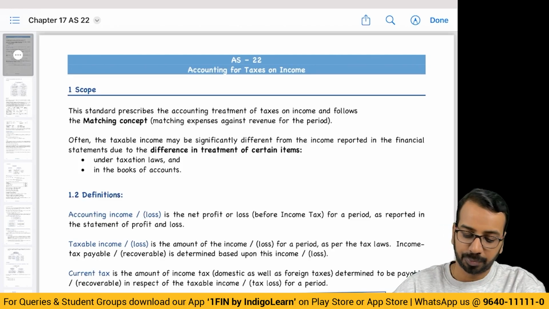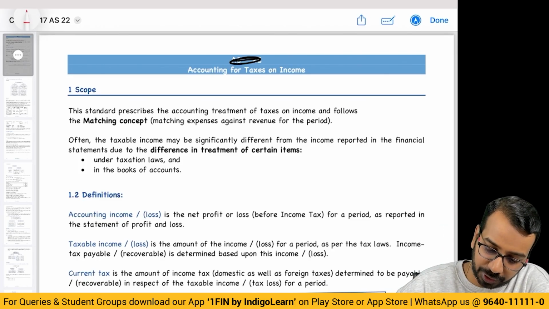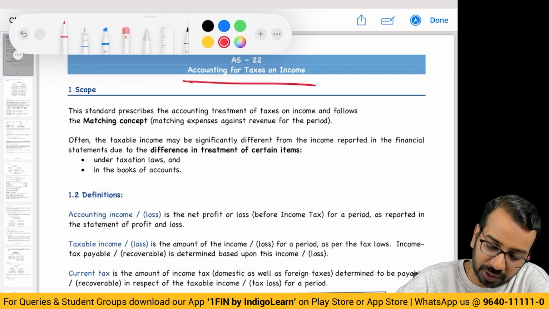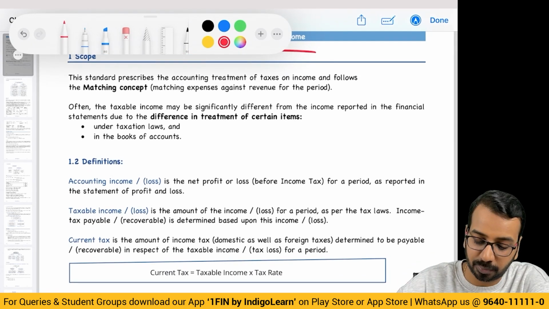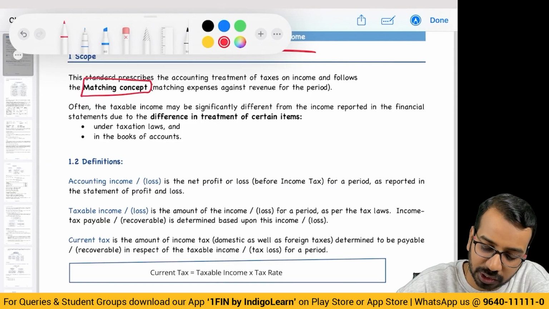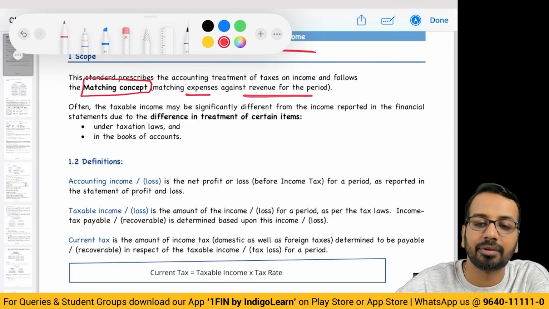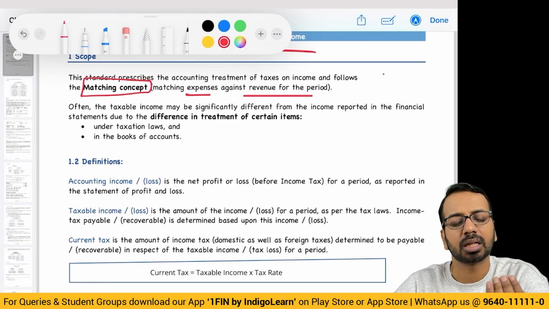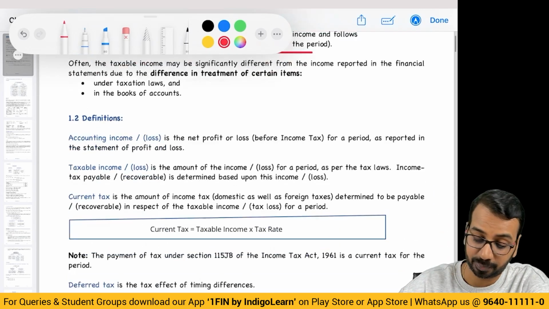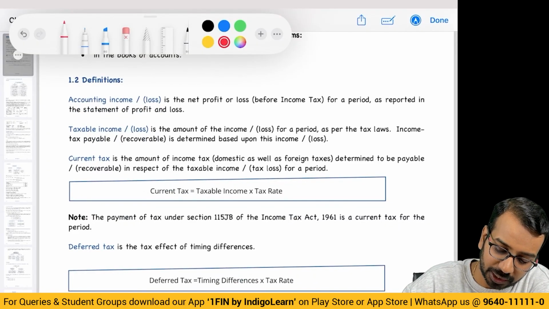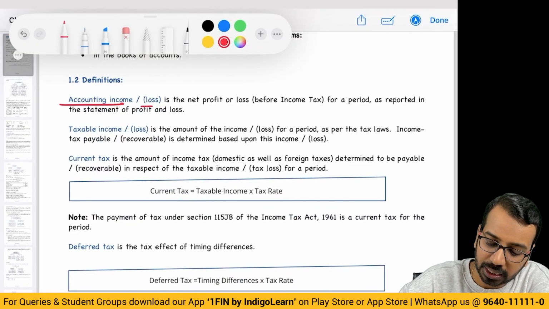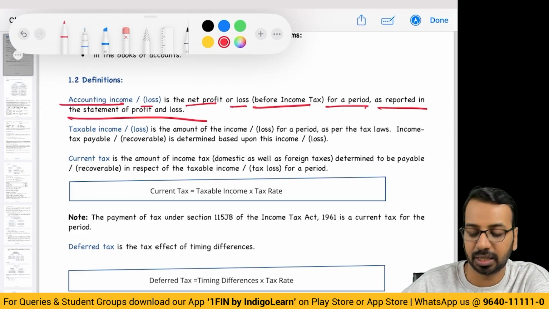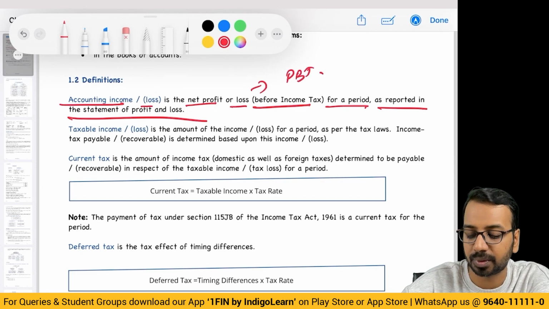Okay, great, perfect. Now, Accounting Standard 22, Accounting for Taxes on Income, deals with the taxation impact and focuses on the matching concept, basically matching expense against the revenue for the period. So whatever expense you have charged, the taxation impact should also reflect that. Then a few important terms I have already discussed. Accounting income or loss is the net profit or loss before taxation for a period as reported in the statement of P&L. So this is your profit before taxes.